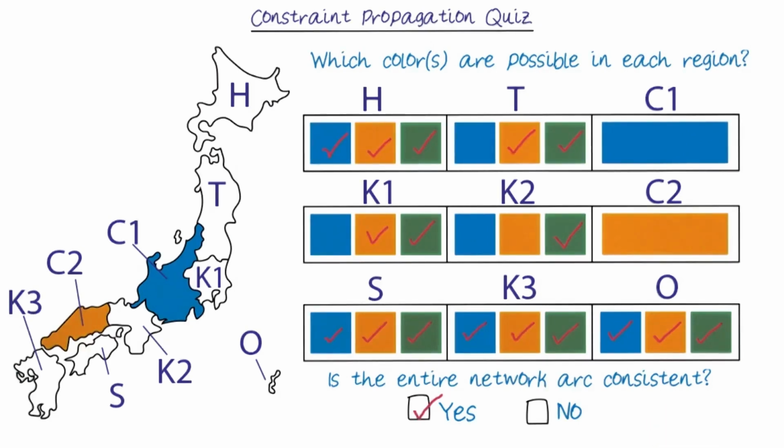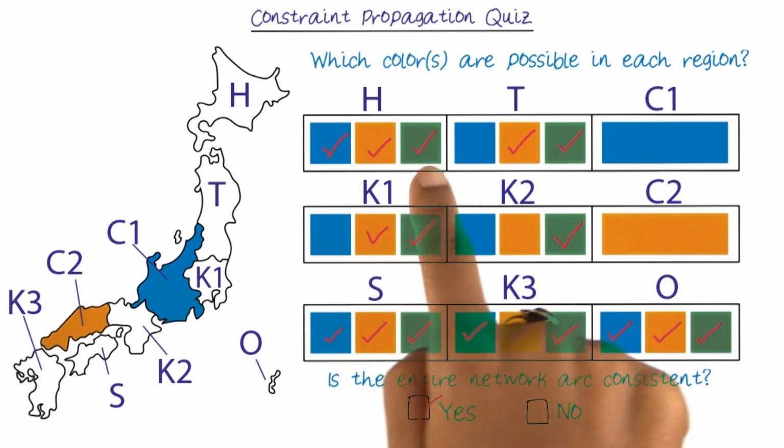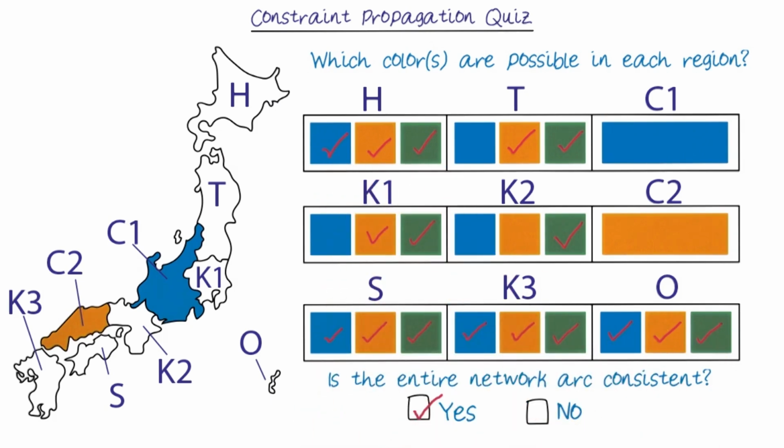Here's the answer. We have several islands in this map, so they can have any of the three colors. However, K2 is constrained to only one color, green, because of the two bordering regions. Finally, the entire network is arc-consistent because we don't have any regions without a possible color.